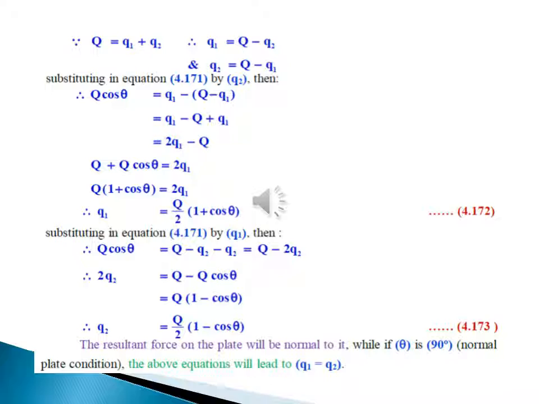And note that the resultant force on the plate will be normal to it. If theta is 90 degrees, the above equation will lead to Q1 being equal to Q2, as shown.